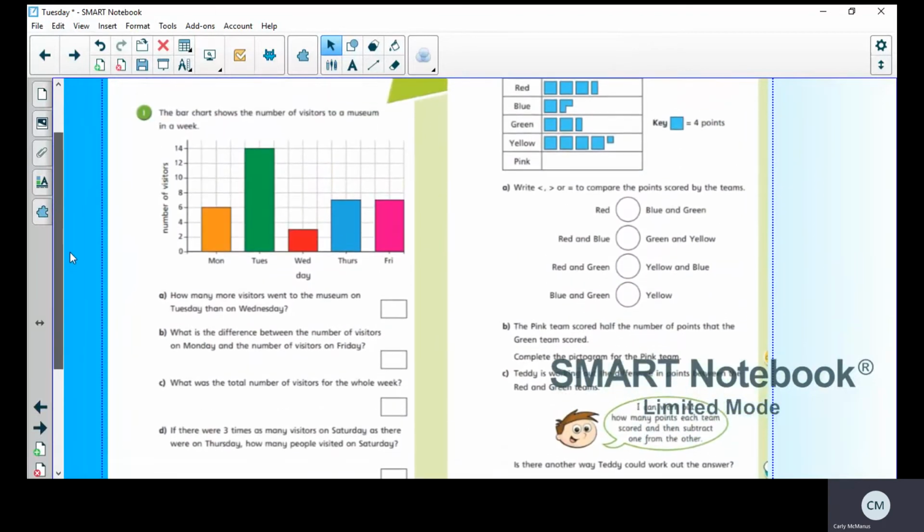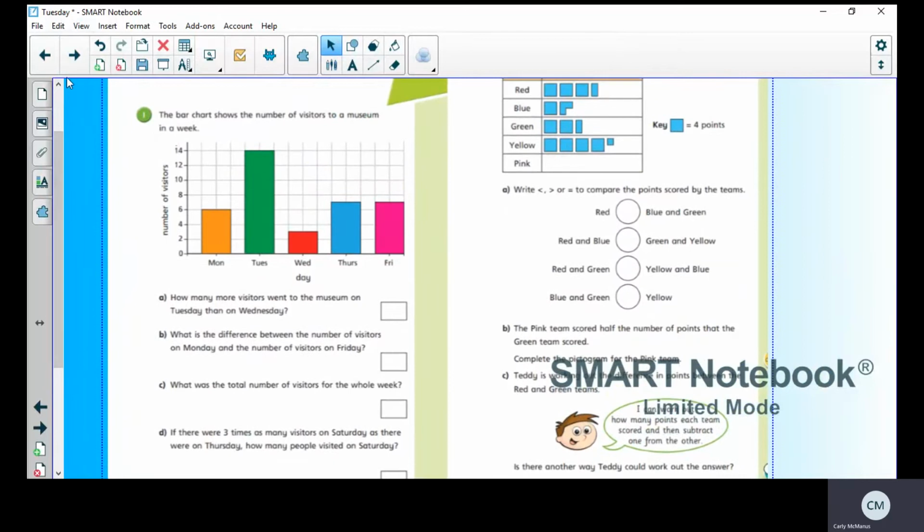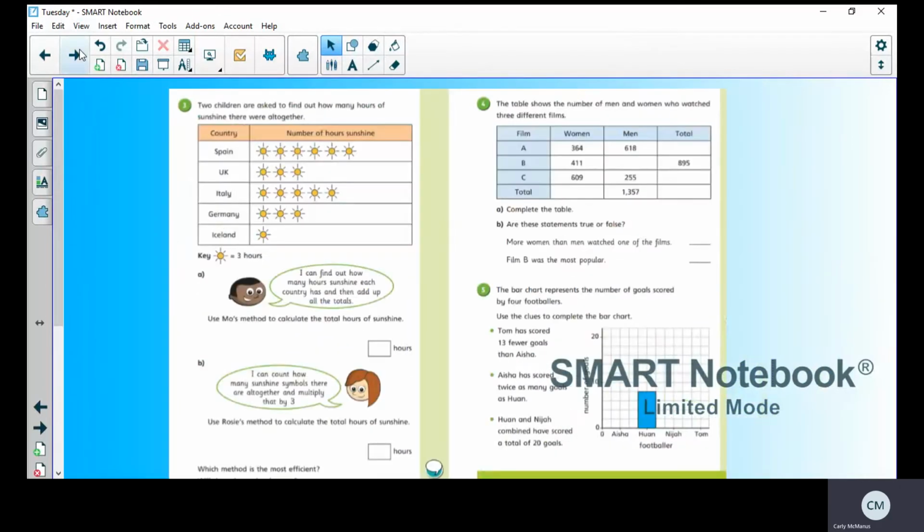I expect you to all do that sheet, please, today. You can have a go at the second sheet. These are more challenges, but it's up to you whether you do it.